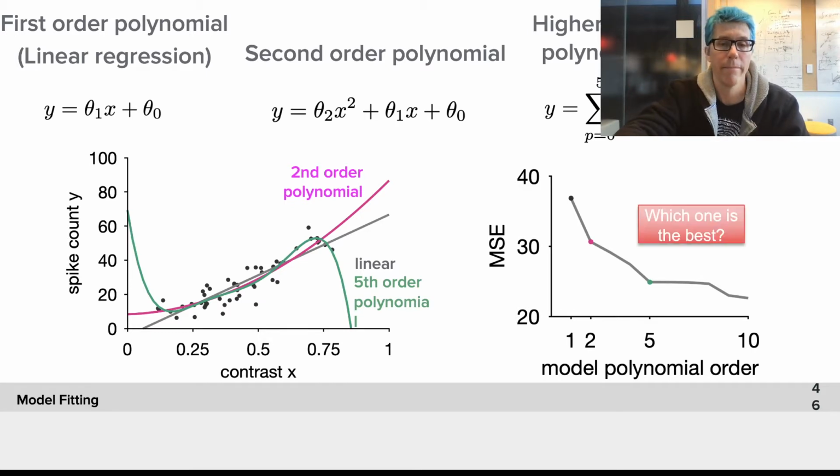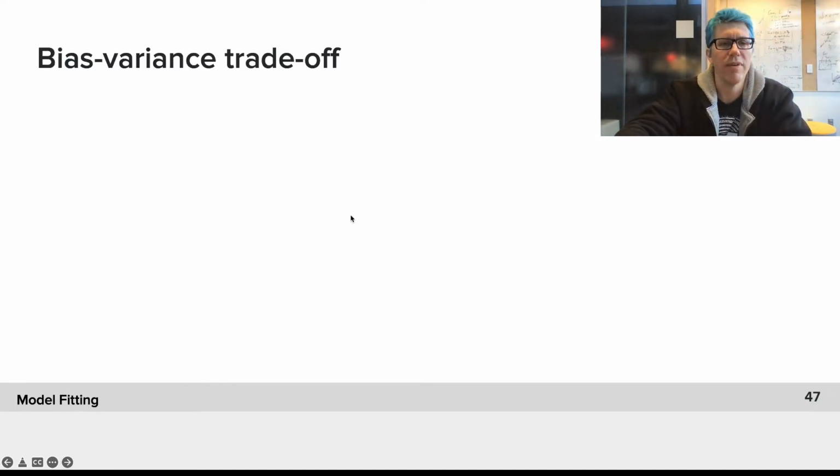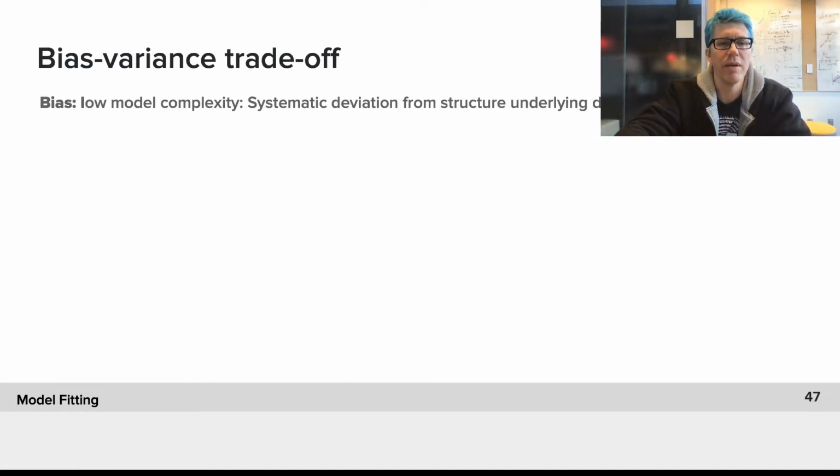Wonderful. Now, which one's the best? If I asked you how would you draw a line through this, you would probably give me something that's more like the red line. So, how will we find out about that? The important thing is here we have to consider the bias variance trade-off.